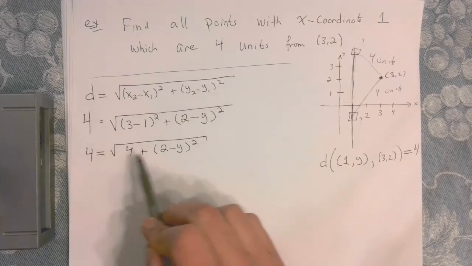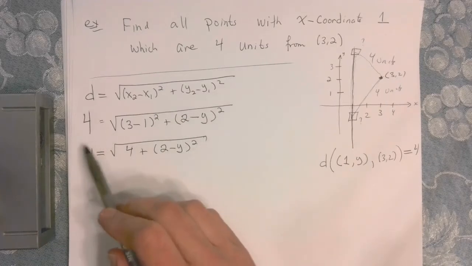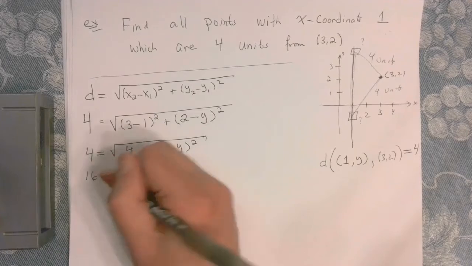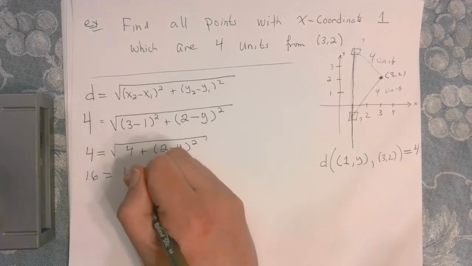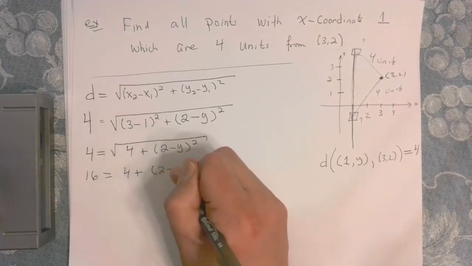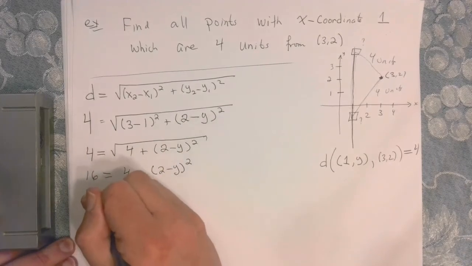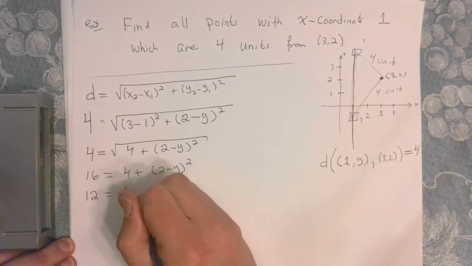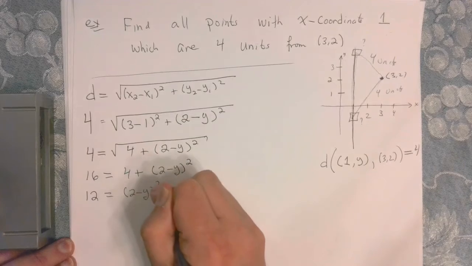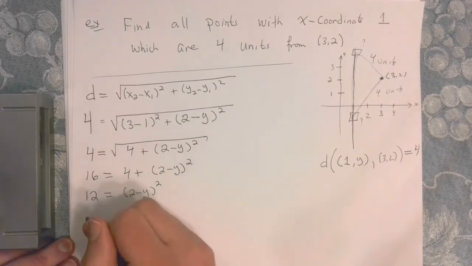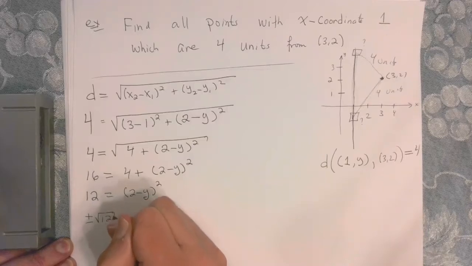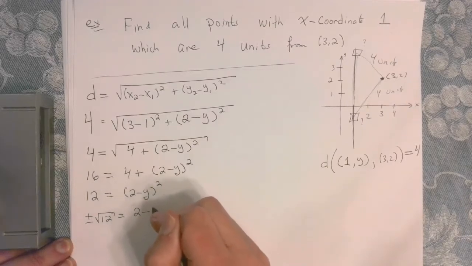Now, to get rid of the square root, I'm going to square both sides. So this is positive. I don't have much to worry about here. So 16 is equal to 4 plus (2 minus y) quantity squared. I'm going to subtract 4 from both sides. That's going to give me a 12. Let's go ahead and take the square root of both sides. That's going to give me plus or minus the square root of 12. That's equal to 2 minus y.